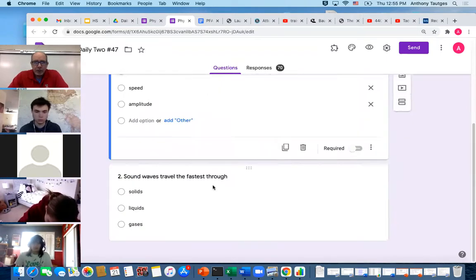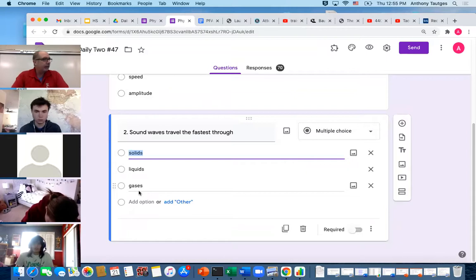The second one was: sound waves travel the fastest through solids, because the particles are closer together. The particles do not have to go as far to collide with their neighbors and transmit the sound wave from place to place. So the correct answer for that is solids. Okay, and those are the daily twos. Any questions about those?